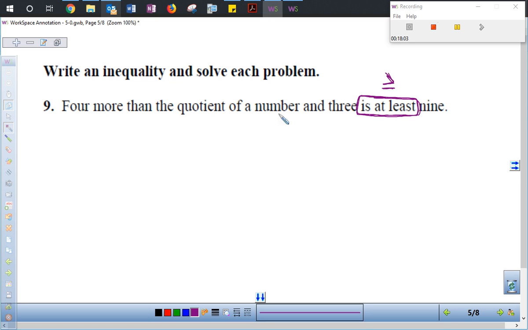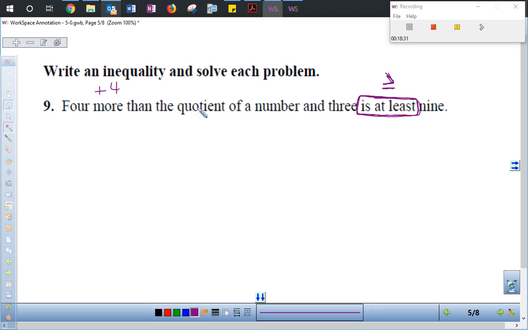Now on the left side of that symbol, we have 4 more than the quotient of a number in 3. Now remember, more than is the phrase, like more than and less than. It is not representing a symbol because it's not is more than or is less than. It's just more than or less than. And that means that went on at the end. So 4 more than means we're going to tack a plus 4 at the end of this side.